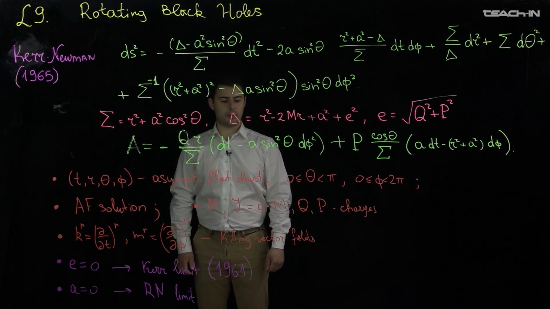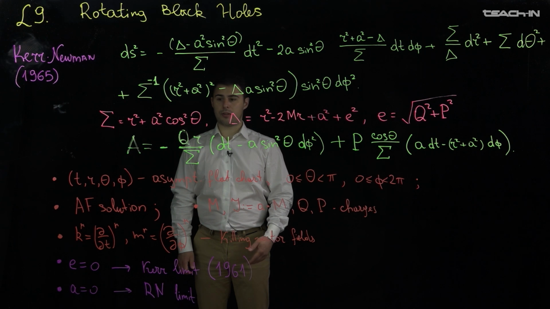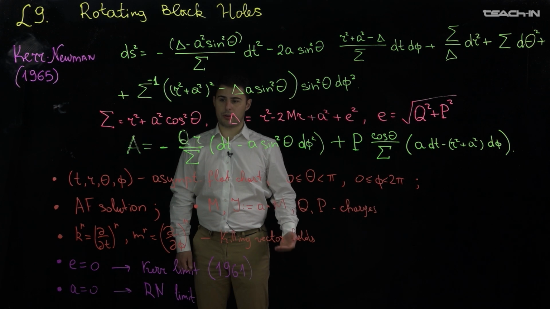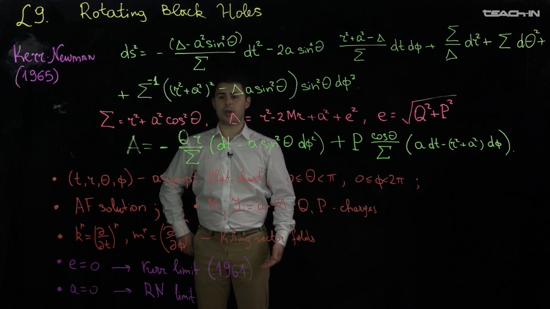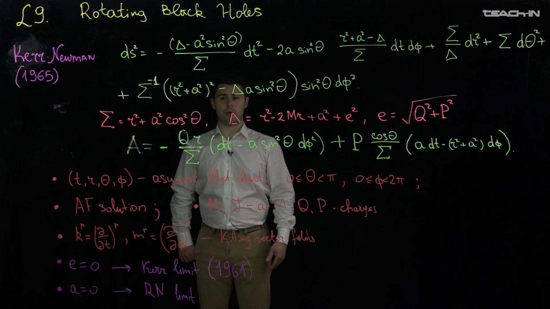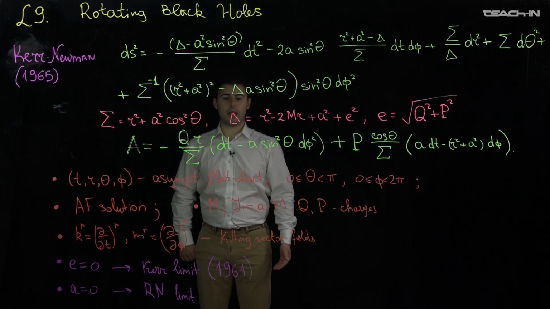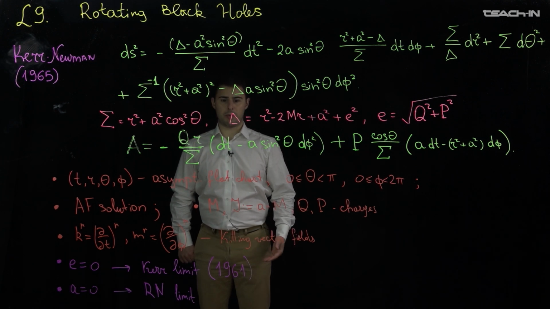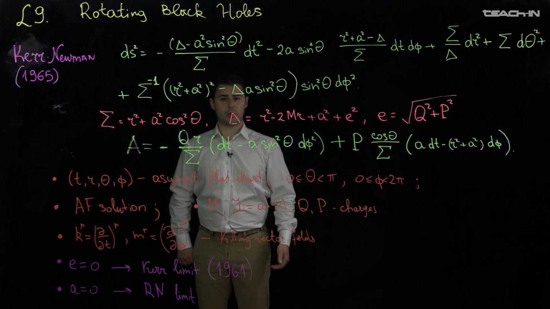The solution is given in the so-called Boyer-Lindquist chart. And this is the asymptotically flat chart, in the sense that at the coordinate r going to infinity, the chart approaches the Minkowski metric. So the solution is asymptotically flat, and its parameters directly correspond to the charges as measured at infinity.